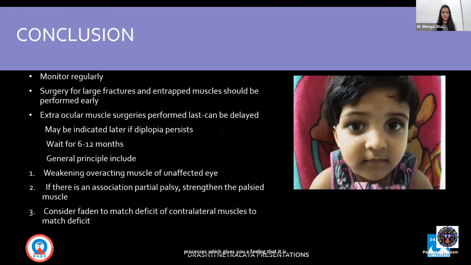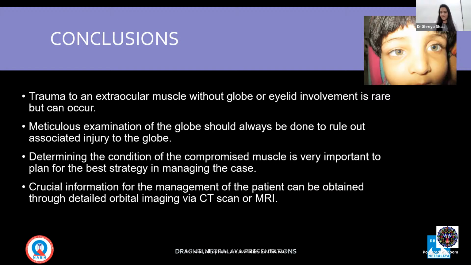So monitor regularly. Surgery for large fracture, as I said, entrapped muscle should be performed early. Extraocular muscle surgery is performed last, can be delayed sometimes, or sometimes you may have to wait for 6 to 12 months. As I said, all options are available. So this was simple orbital and muscle trauma. We'll just move to lid and lacrimal injuries. You need to take usually dynamic MRI and CT support whenever you are deciding for the treatment. Thank you.